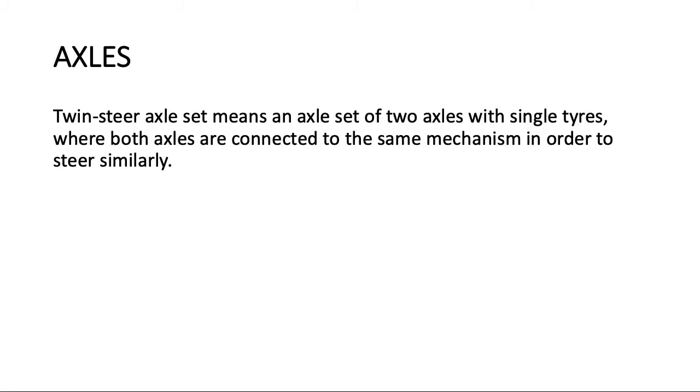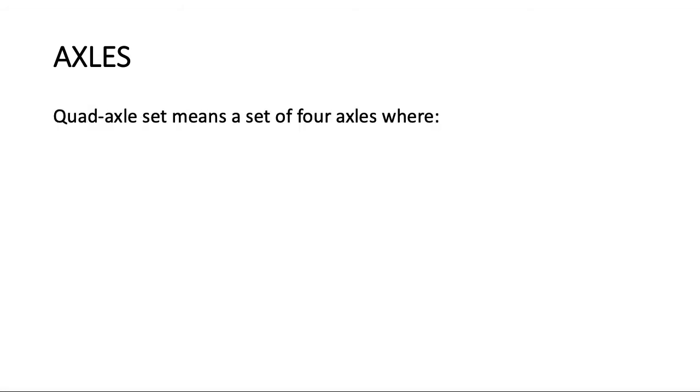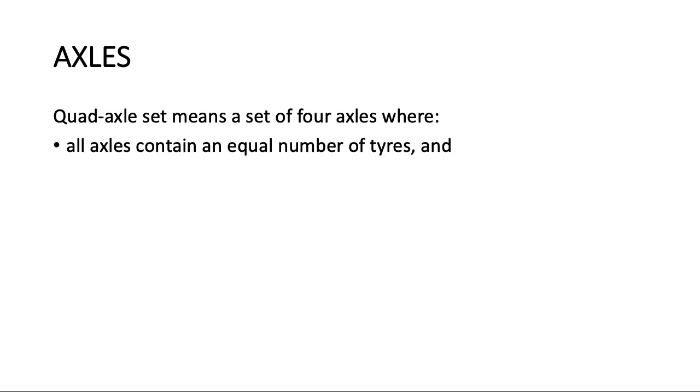Twin steer axle set means an axle set of two axles with single tires where both axles are connected to the same mechanism in order to steer similarly. Quad axle set means a set of 4 axles where all axles contain an equal number of tires and none of the tires is a single standard tire.